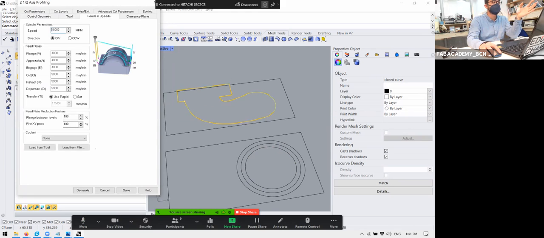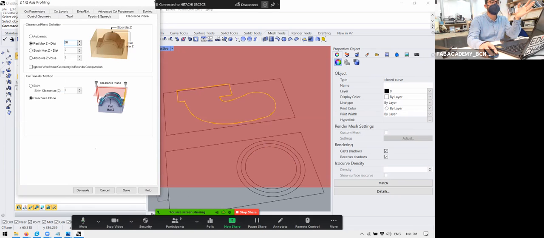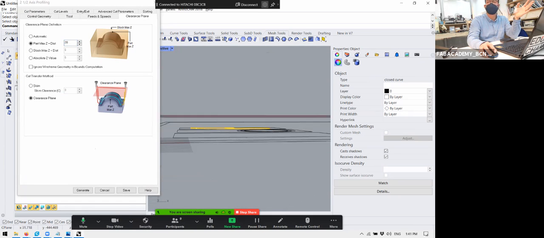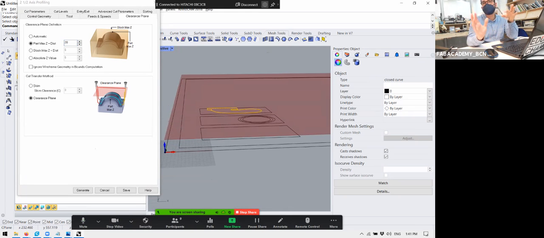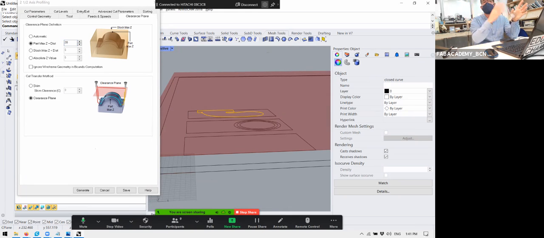We check the speeds. The speeds are exactly the same. We just double check that they are okay. Clearance plane is exactly the same. It's plus 20 millimeters. It's safe. By default, when you make the first setup, it auto-inherits the previous values.